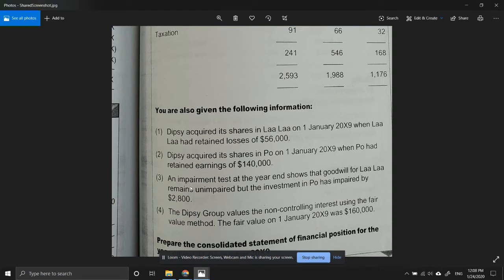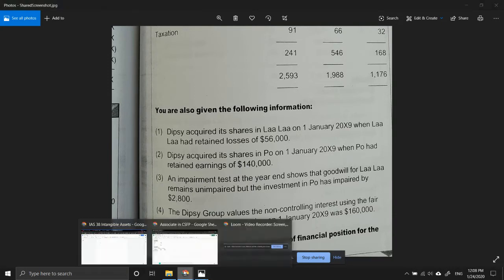And then an impairment test at the year end shows that goodwill for Lalala remains unimpaired, but the investment in 4 has been impaired by 2800. So, subsidiary is not impaired, associate is impaired. And then non-controlling interest is 160,000.